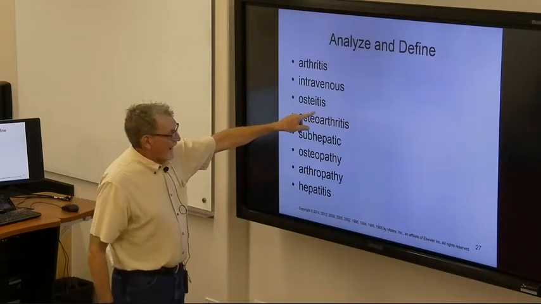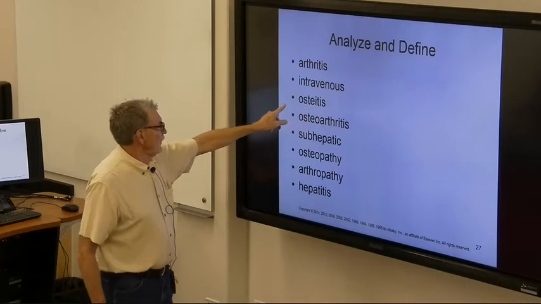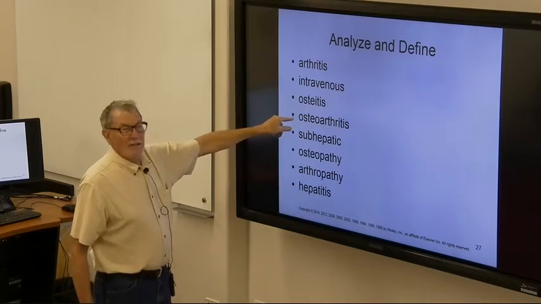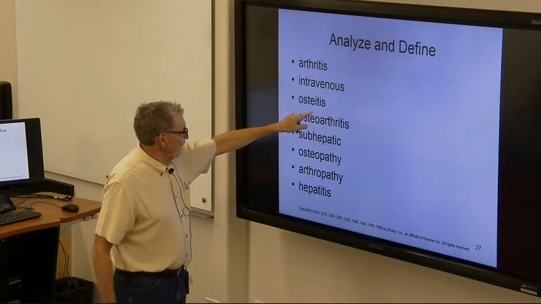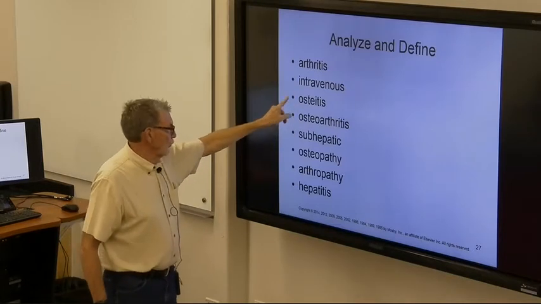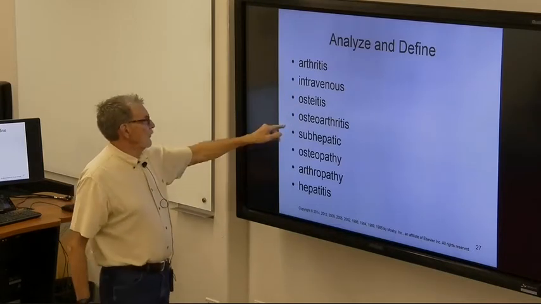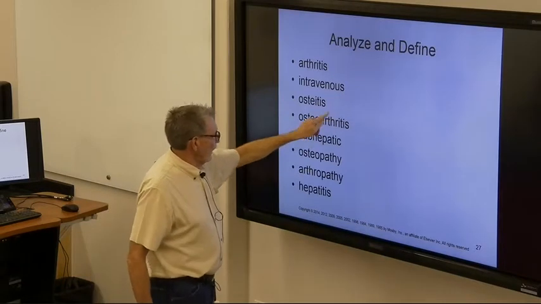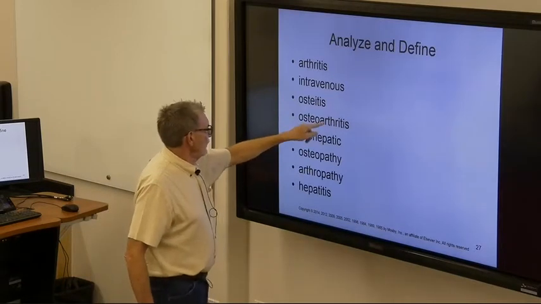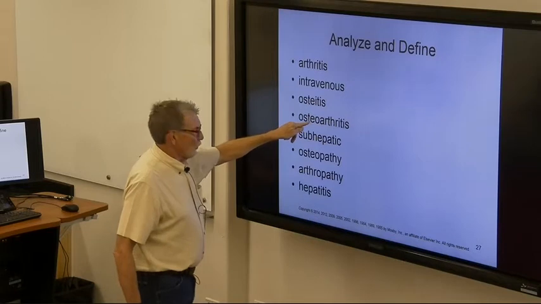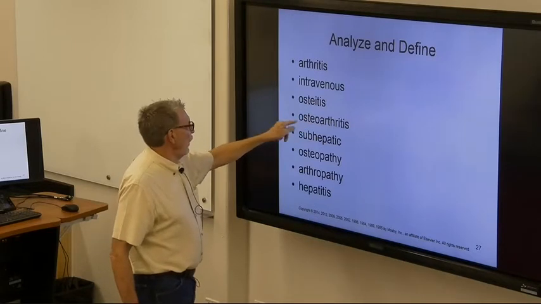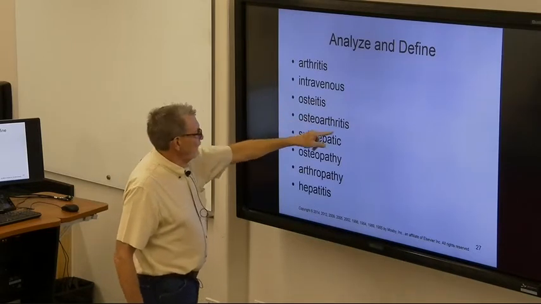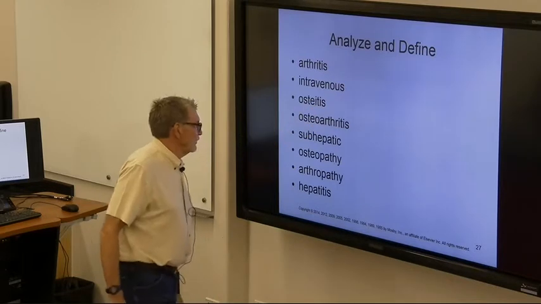Osteitis, itis is a suffix. Oste is bone, so this is inflammation of the bone. Word root, suffix. You see how this goes. Osteoarthritis, inflammation, joint, combining vowel. Oste is bone, inflammation of the joint and bone.